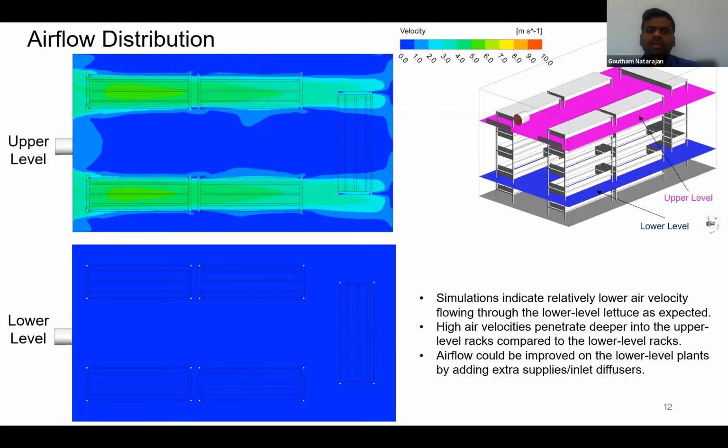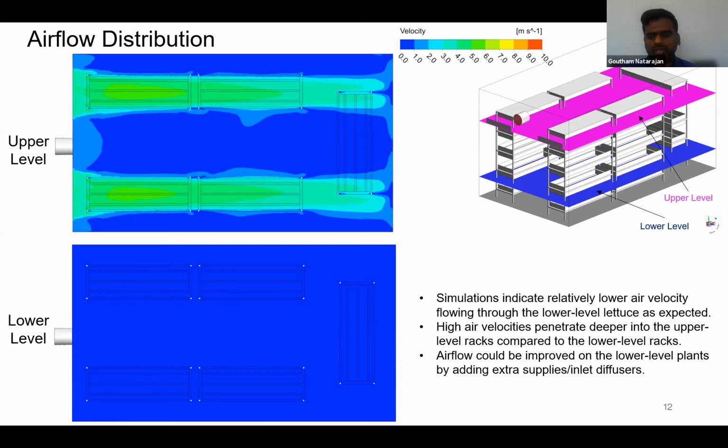Let me explain the velocity distribution in this case. As expected, there were lower velocities in the lower level because the inlet diffusers are present in the upper level. In the upper level, the higher air velocities penetrate deeper into the racks compared to the lower level racks. But from this image, you can see that the lower level racks have very low velocities. It's not zero, but it is not sufficient for the lower level lettuce plants to have effective growing conditions.